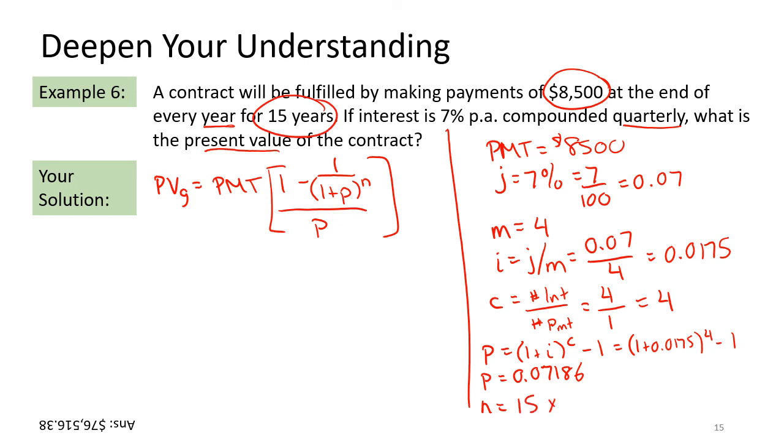Your last item, N, total number of payment periods, is 15 years. It's given in the question. And you're making a payment at the end of every year, which is annually. So your value for N is 15.